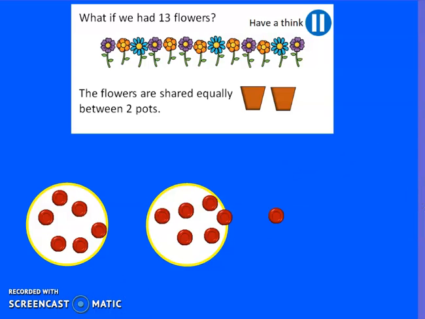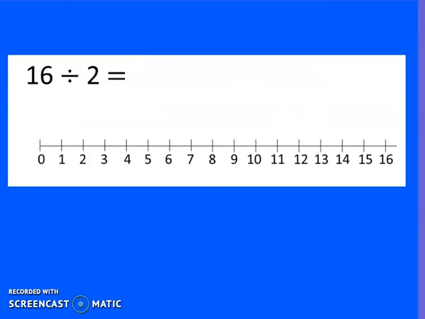So far we've looked at dividing using sharing and grouping methods. Now let's have a look at dividing using a number line. Write this question in your book and use your ruler to draw the number line. Pause the video and press play when you're ready to use the number line with me.